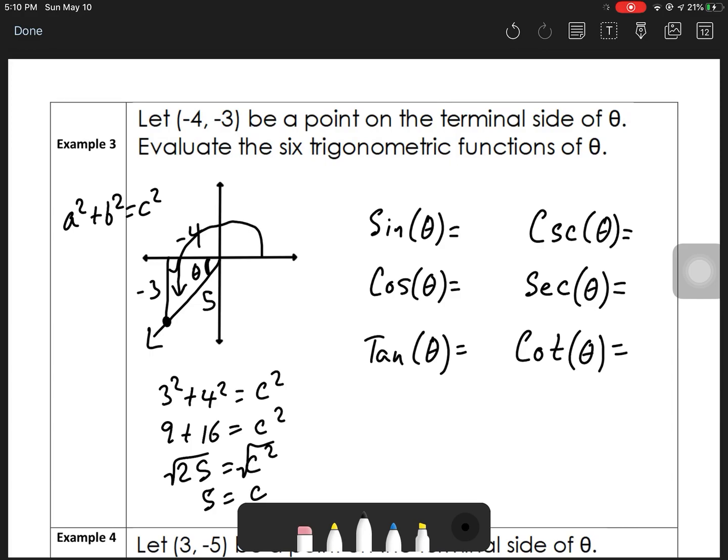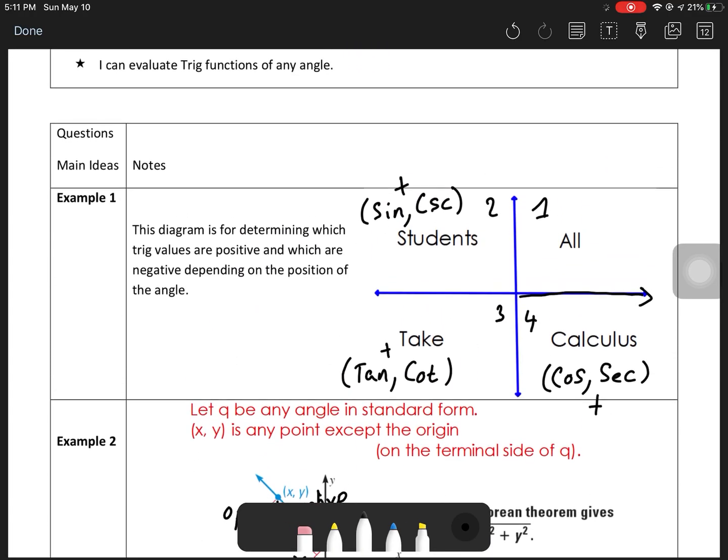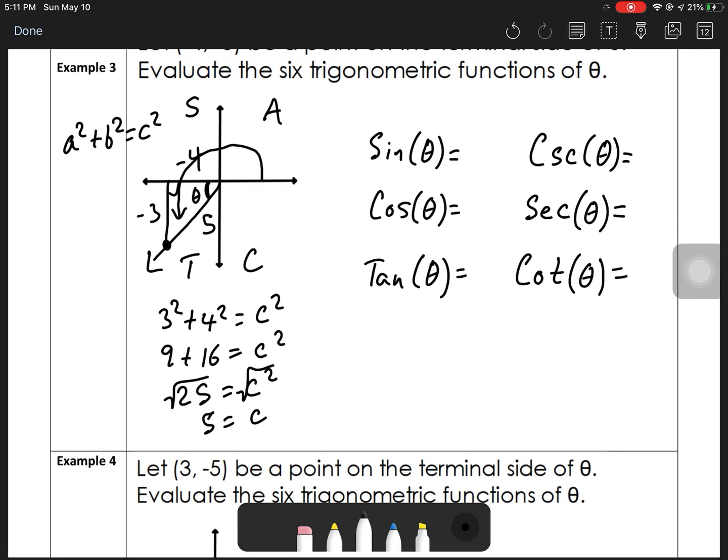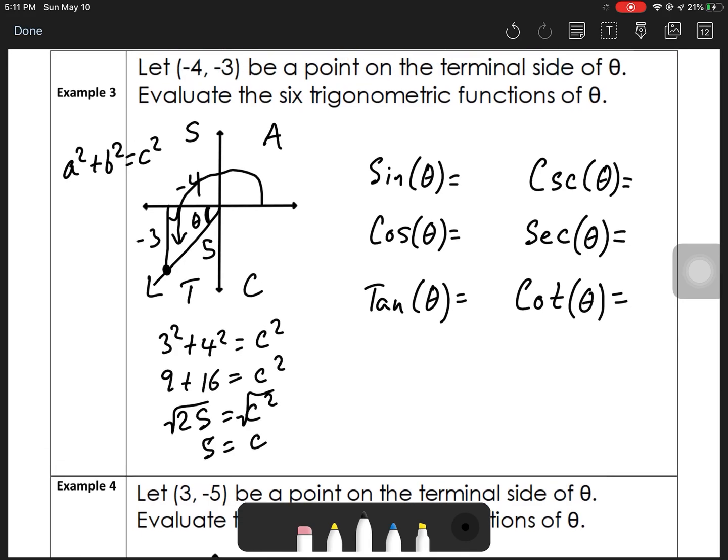All right. Now this is where that All Students Take Calc comes into place. So A, S, T, C. Since we're in the T quadrant, we need to think about what's going to be positive in the T quadrant. And if we go back up to our little grid here, it's tangent and cotangent that's positive. Everything else is going to be negative.